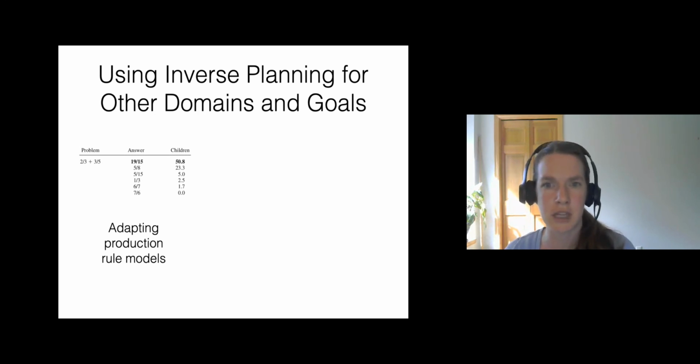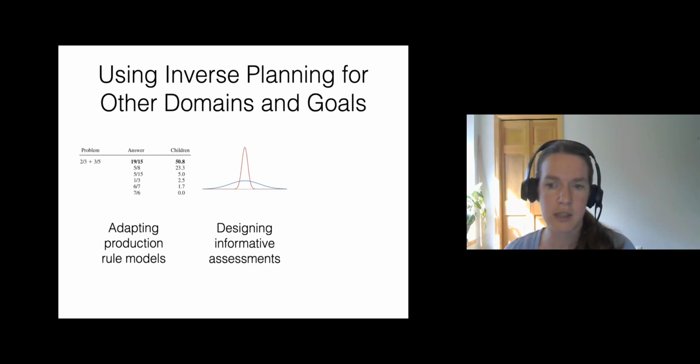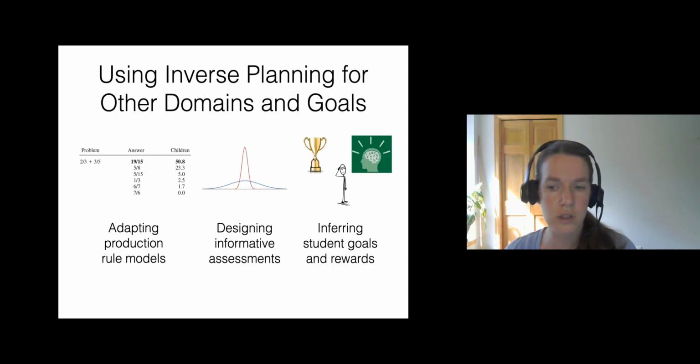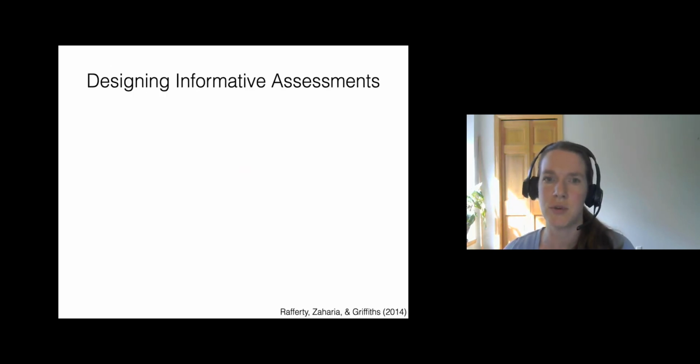We used that to model some data from Braithwaite et al. 2017. Some other ways that we've used inverse planning are to think about designing informative assessments and to infer student goals and rewards rather than just misunderstandings. And I'll tell you briefly about those last 2 points.